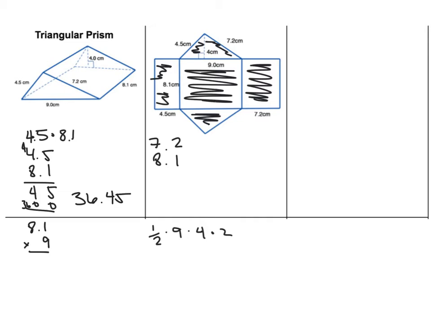Now, 8.1 times 9, 1 times 9 is 9, 9 times 8 is 72. So my answer for that section, or my area for that section, is 72.9. Let's try 7.2 times 8.1. We're going to do 2 times 1, which is 2. 7 times 1 is 7. Put a 0 in as a placeholder again. 8 times 2 is 16. 8 times 7 is 56, plus 1 is 57.